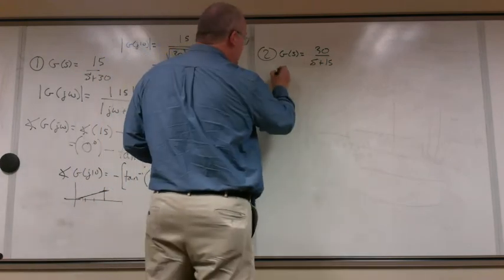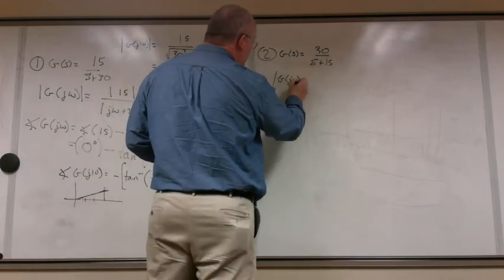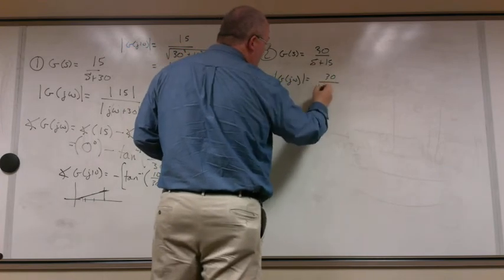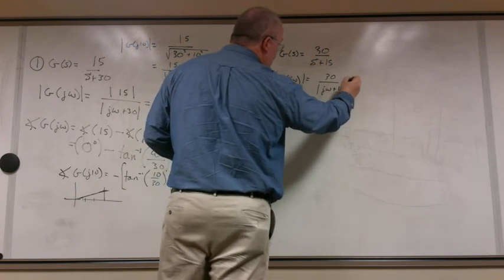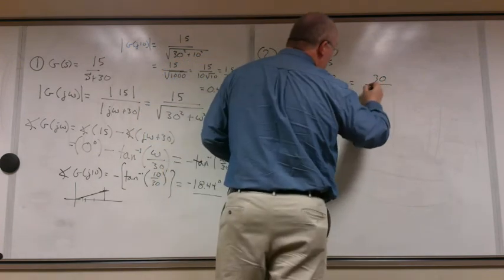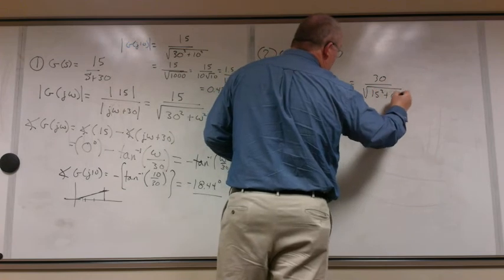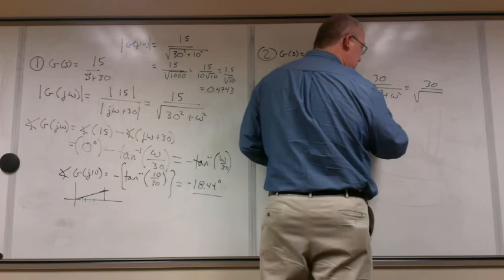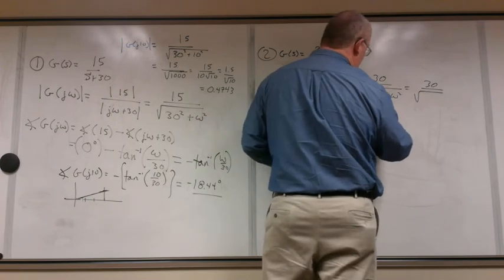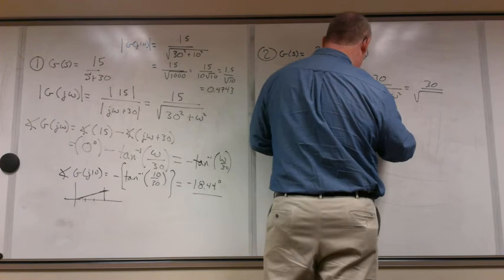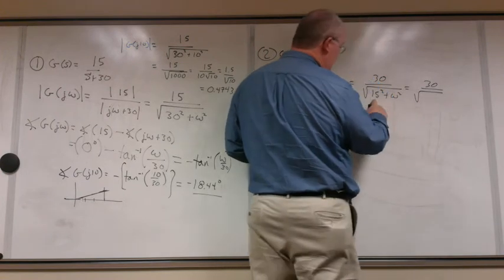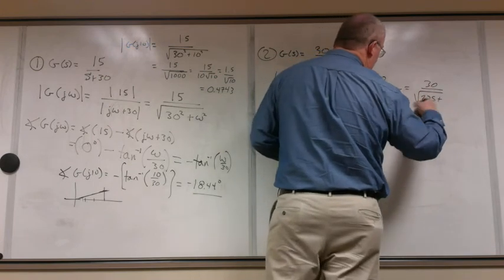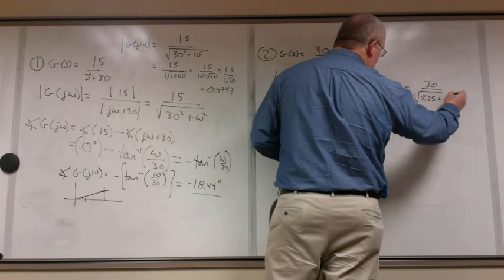So just cutting to the chase, magnitude G of J omega is going to be 30 over the magnitude of J omega plus 15, which is equal to 30 over the square root of 15 squared plus omega squared. 15 squared is what, 225? No, that's not right, 625, isn't it? Yeah, it is 225. 10 times 15 is 150 plus another 75 makes 225. I was thinking 25 squared is 625.